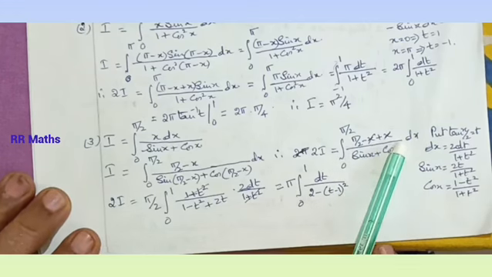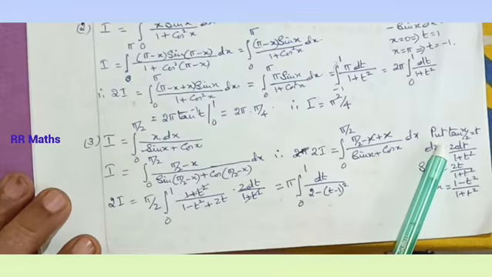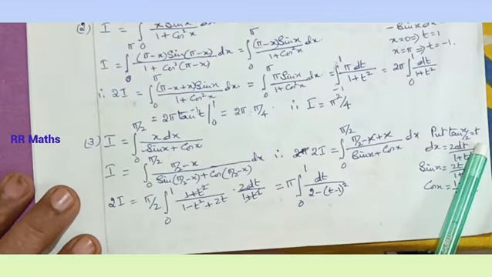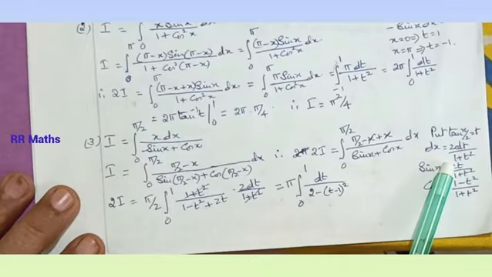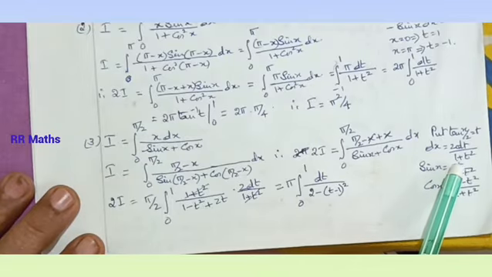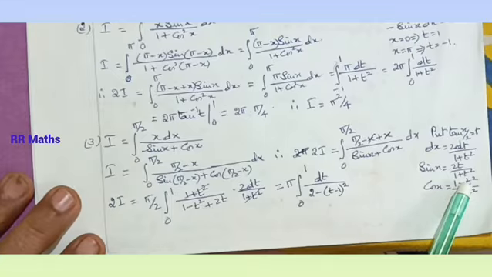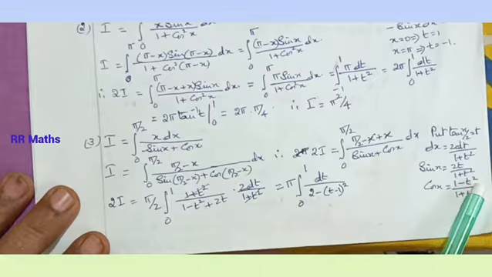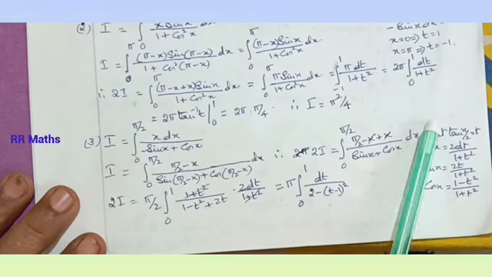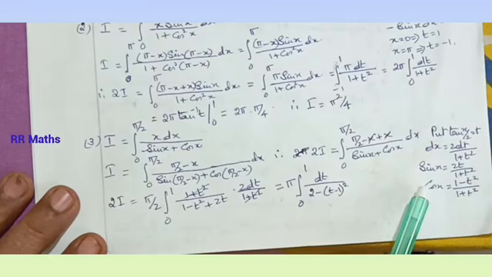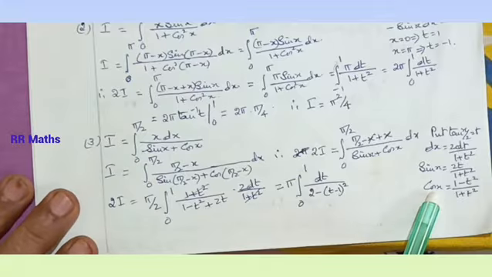Now to integrate this, we make a substitution. Put tan x by 2 is equal to t. Then dx will reduce to 2 dt divided by 1 plus t square. And sin x will be given by 2 tan x by 2 by 1 plus tan square x by 2, so you get it as 2t by 1 plus t square. Similarly, cos x is equal to 1 minus t square by 1 plus t square. We are just using our trigonometric formula where sin and cos are represented in terms of tan.